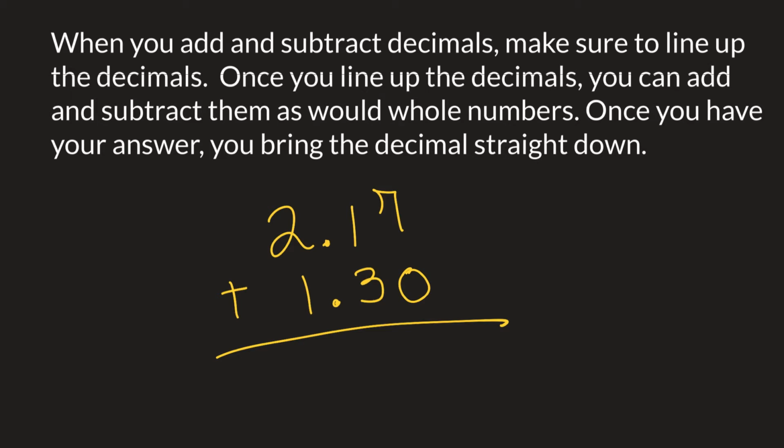So now we add. So 7 plus 0, of course, is going to be 7. 1 plus 3 is 4. 2 plus 1 is 3. Now we want to bring this decimal straight down. And we would have 3 and 47 hundredths. Okay? So it would work for subtraction as well. You do the same thing. And you follow the same principle as if you were working with money, which we will do in the next slide.